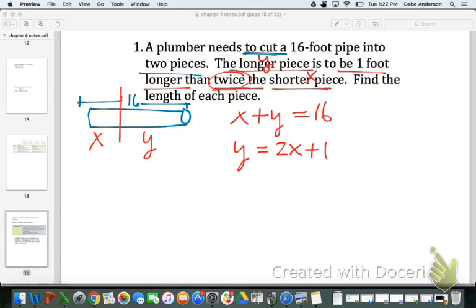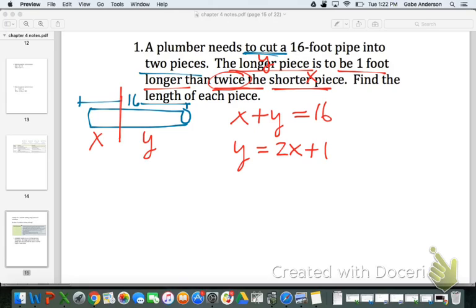Because y is solved for in the bottom one, so we can just substitute 2x plus 1 in for y in the top one. Let's do that. So give it a try. Let's see if you guys can use your substitution skills. Looks like maybe Hunter already did that. Yes? Nice work. Let's see if we can find the length of the short piece as well as the long piece. Okay? Give you guys a couple minutes to do that.